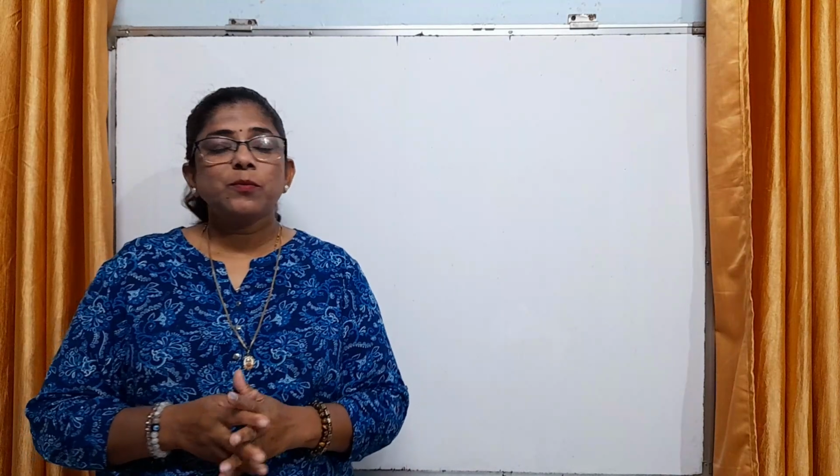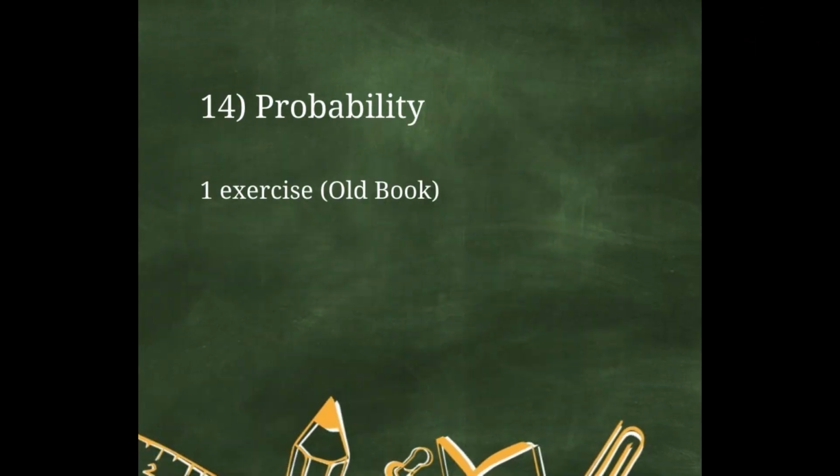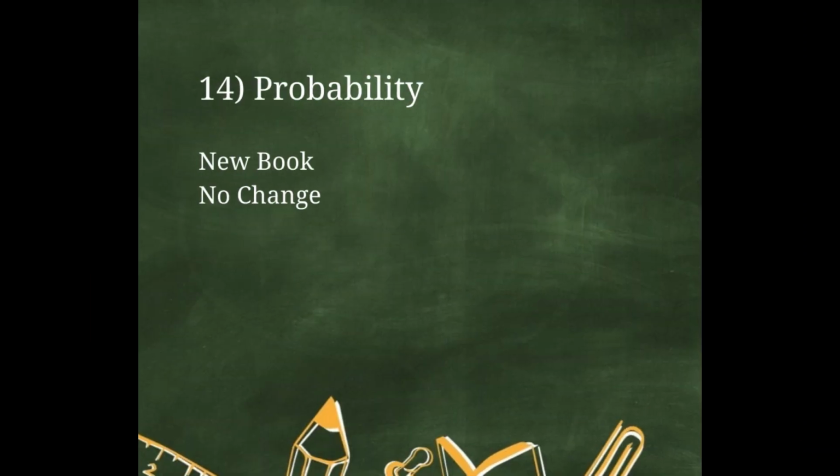And the last chapter, probability. There is no change in this chapter. There was only one exercise in the old book, and that exercise is going to be as it is in your new book.